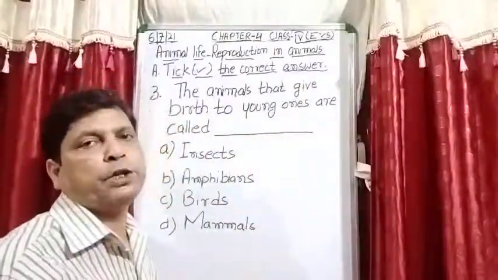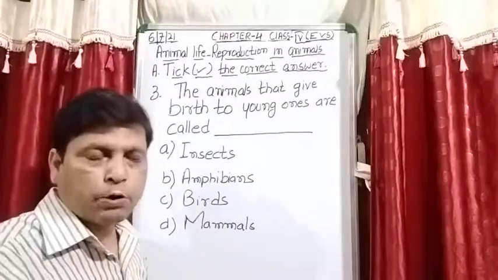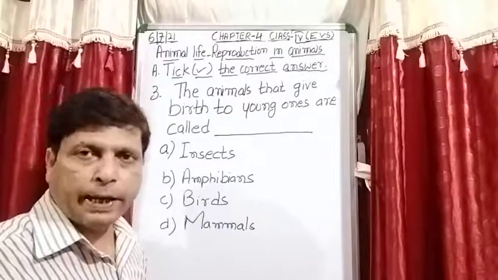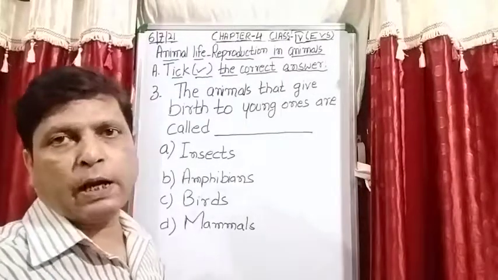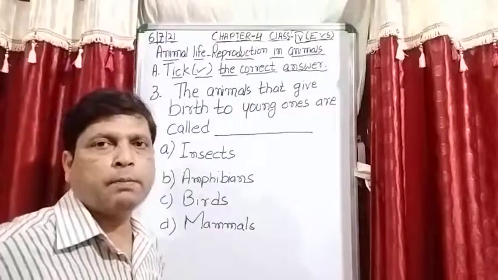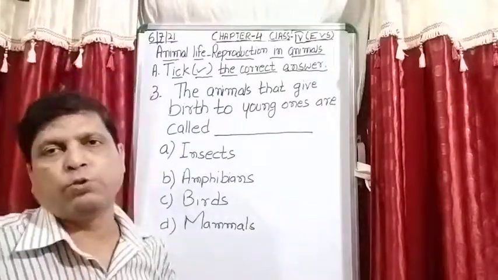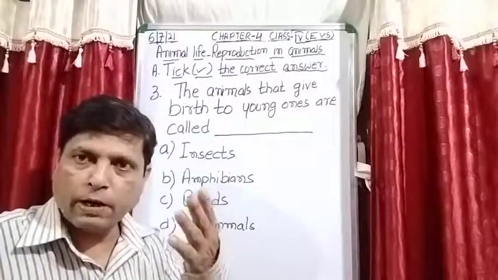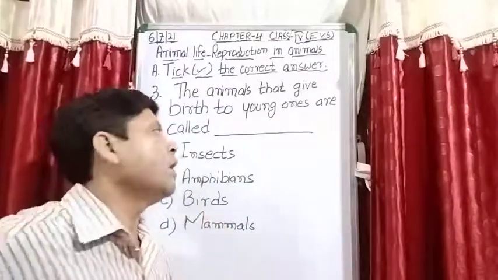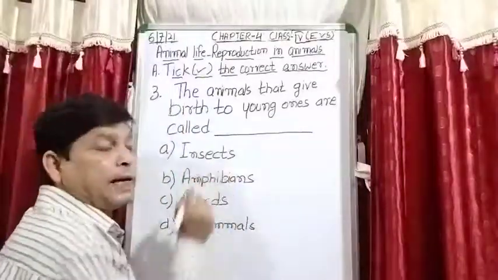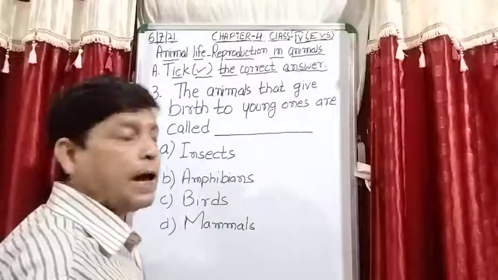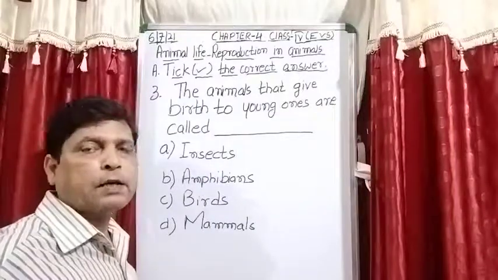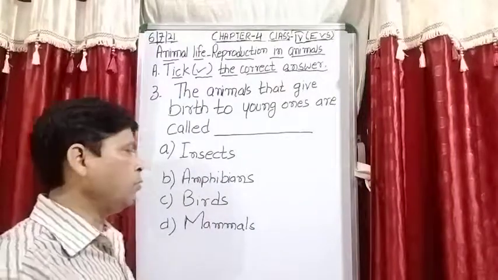In the beginning of the chapter, I explained to you how animals reproduce, by laying eggs or by giving birth to their young ones. There are two ways by which animals reproduce. Now one by one let's check it. Insect young ones come from eggs, so they are known as oviparous animals. They lay eggs and from these eggs the young ones come out.